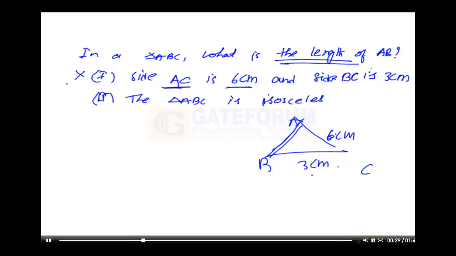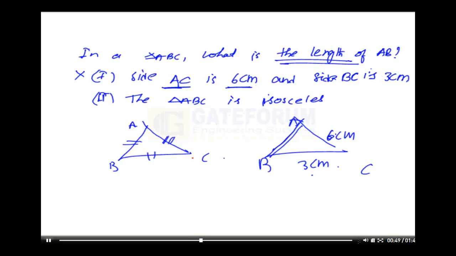Let us look into statement 2. The triangle ABC is isosceles. If the triangle ABC is isosceles, we can say that AC equals AB, or AB equals BC, or BC equals AC. Again, we don't have sufficient information to answer this question by statement 2, as the lengths of the sides are not known.